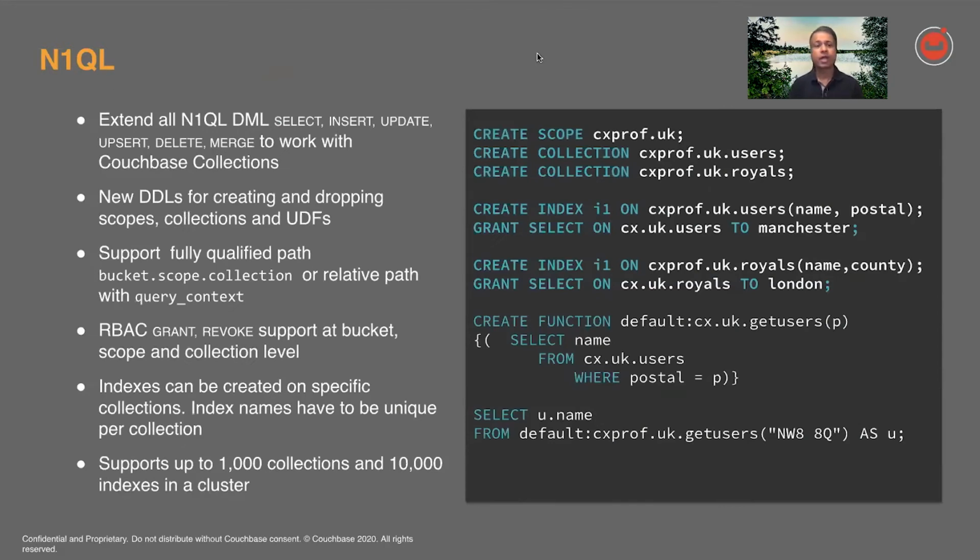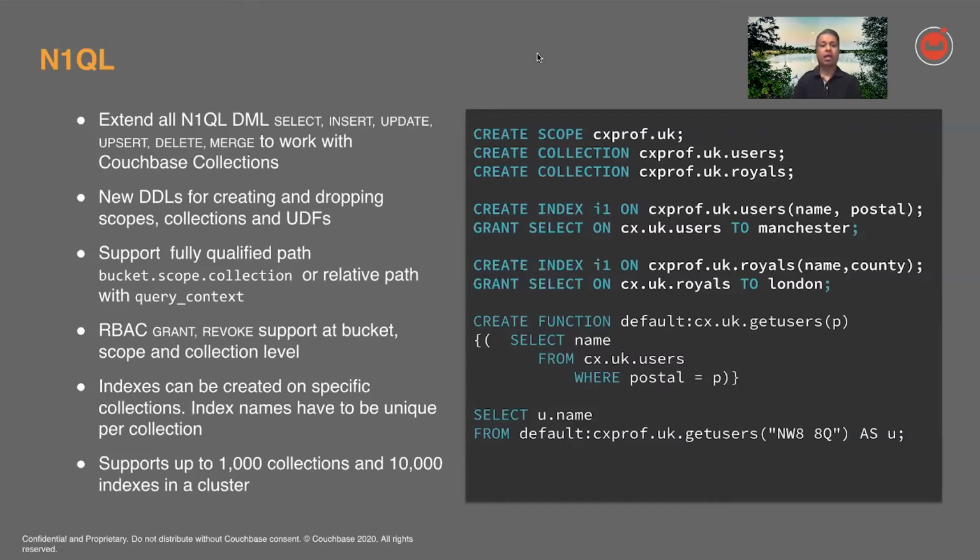So the introduction of scopes and collections means we have had to extend N1QL, all of the N1QL DMLs and all of the N1QL DDLs to support collections. So all the object references, wherever you had reference to the bucket, now also support reference to the scopes and collections. That's true of all the DMLs as well as DDLs. The fully qualified path is bucket.scope.collection, or you can use the relative path using the query context.